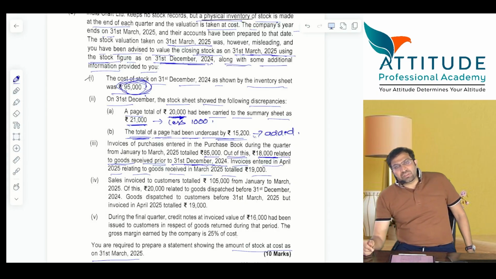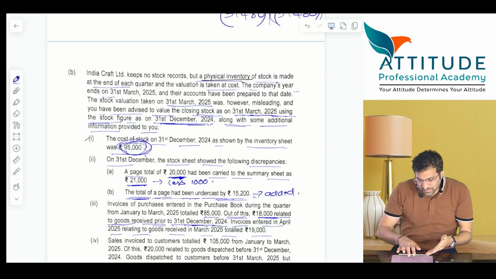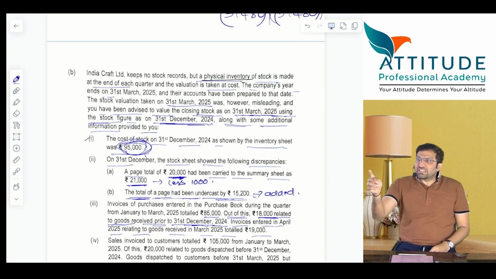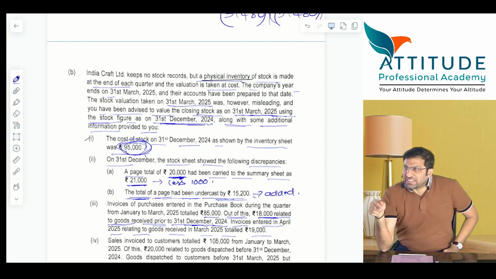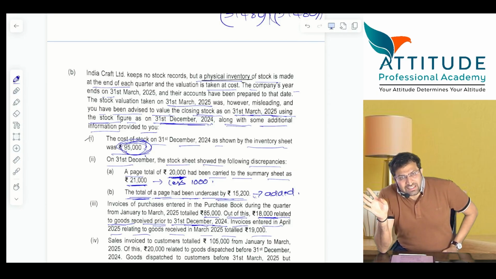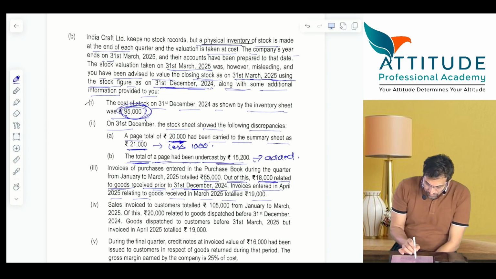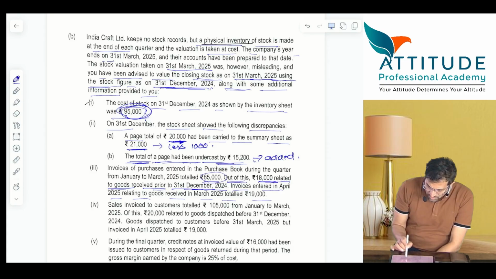When did you receive these goods? January to March, or in the month of December only? You have received them in December. And you are doing a physical stock count, no? Yes or no? So this 18,000 is already included in that 95,000. Once again it should not get included. Now it should get deducted. Understood? So from how much? Invoices of, tell me, 85,000. 18,000 should get deducted.